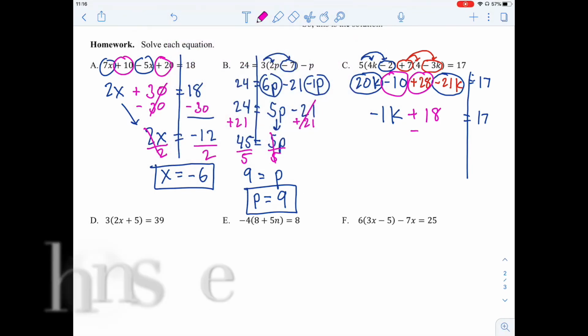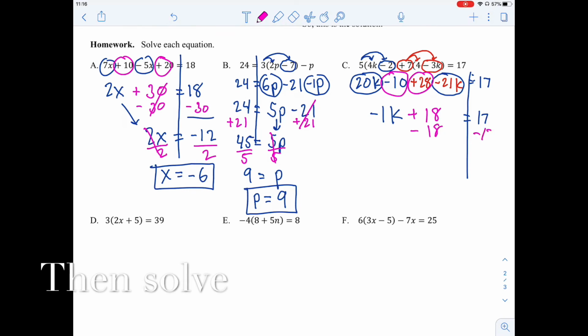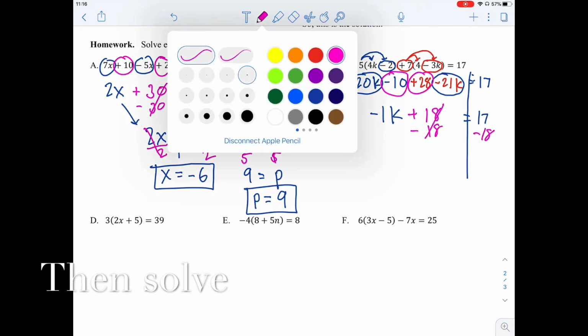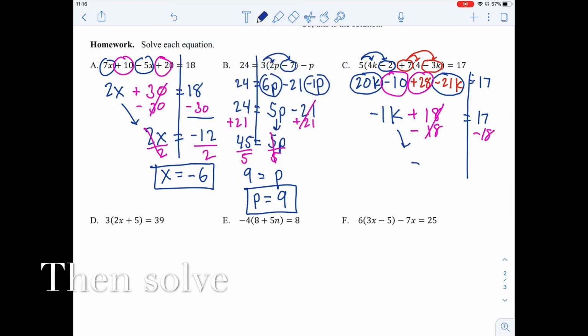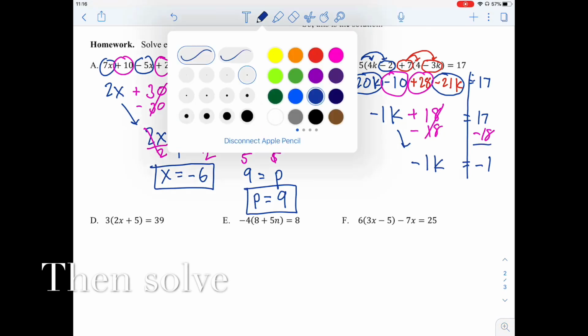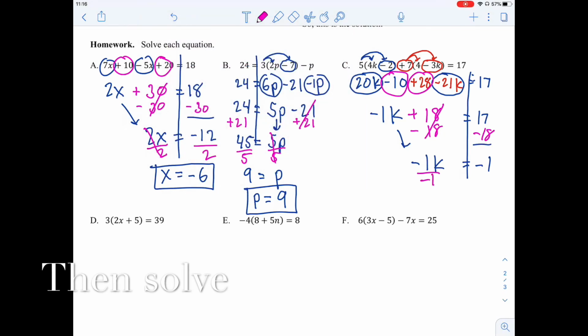Now we have a two-step equation. All right, get rid of this constant first. So minus 18 to cancel that out. Bring down the negative 1k equals negative 1. 17 minus 18 is negative 1. And we always divide by the coefficient at the end, right? Divide by negative 1. Whatever's there, it's divided. So we have k is equal to negative 1 divided by negative 1, positive 1. And there you go. Okay?